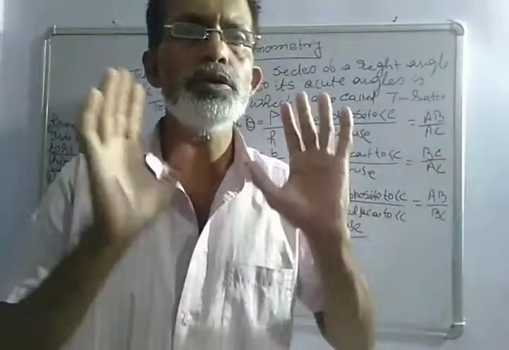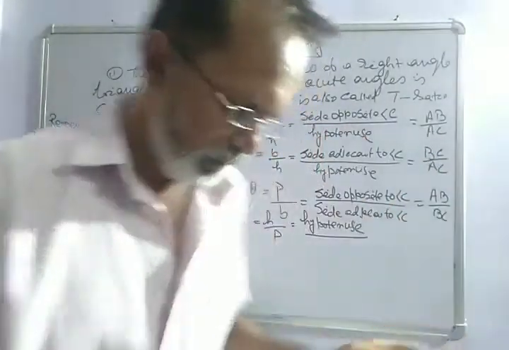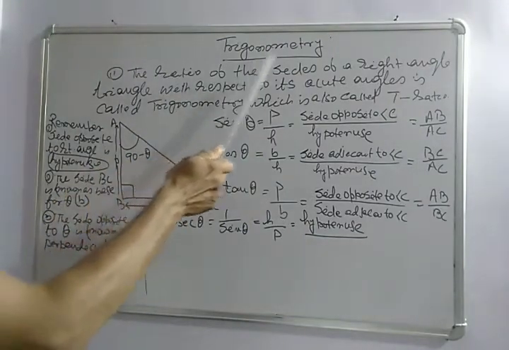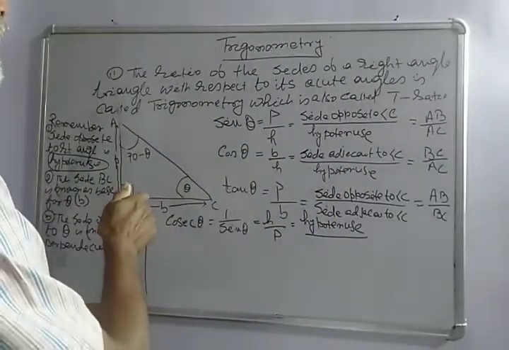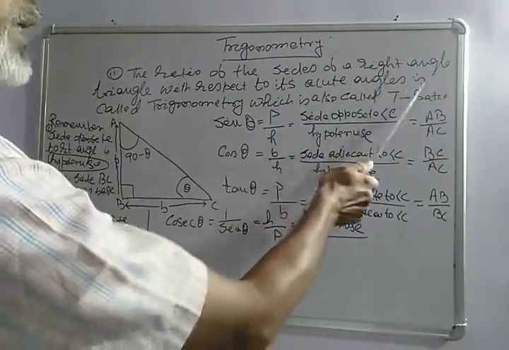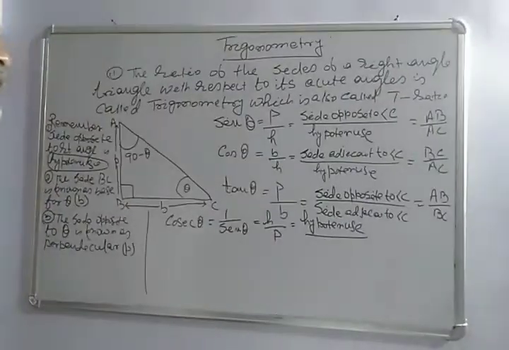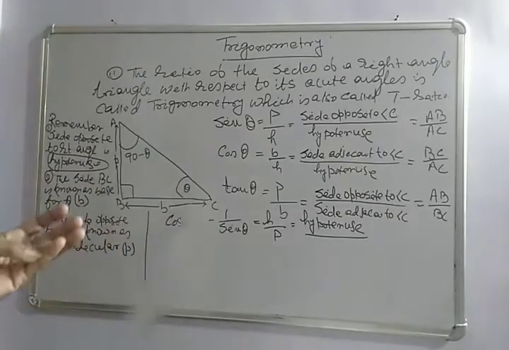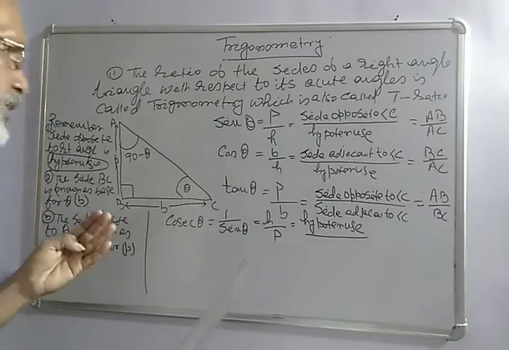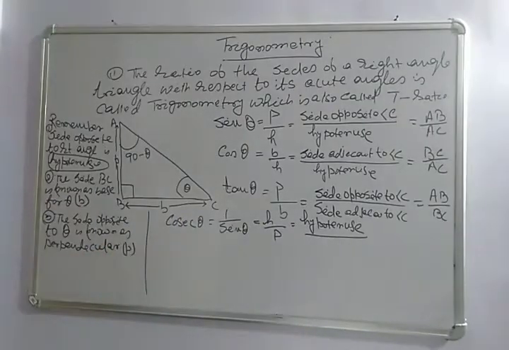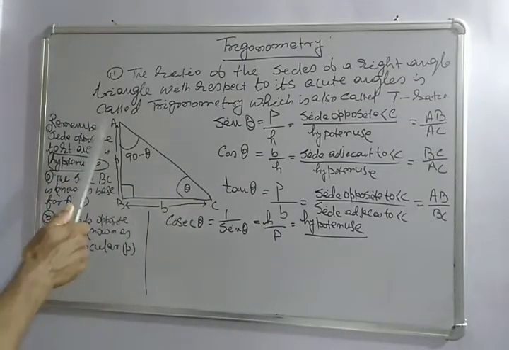Now I am going to start with what trigonometry is. Trigonometry is the ratio of the sides of a right angle triangle with respect to its acute angle. It is also called T ratio, meaning trigonometric ratio. In trigonometry we will study 6 ratios: sin theta, cos theta, tan theta, cosec theta, sec theta and cot theta.